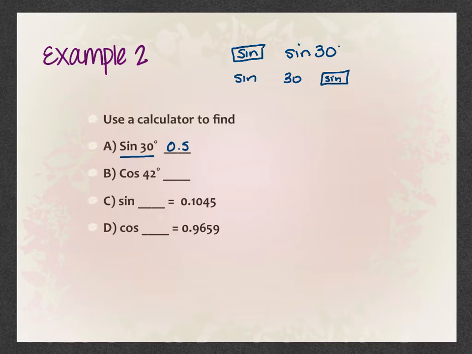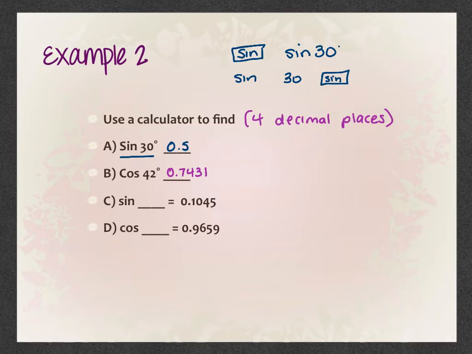So then the cosine of 42 would be 0.7314. We're going to round to 4 decimal places so we're consistent with the rest of this. So cosine of 42 is 0.7431.